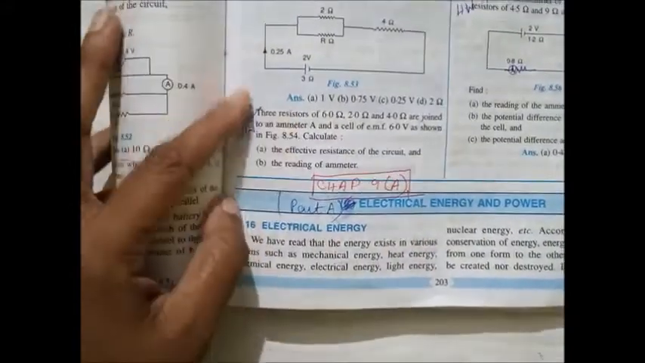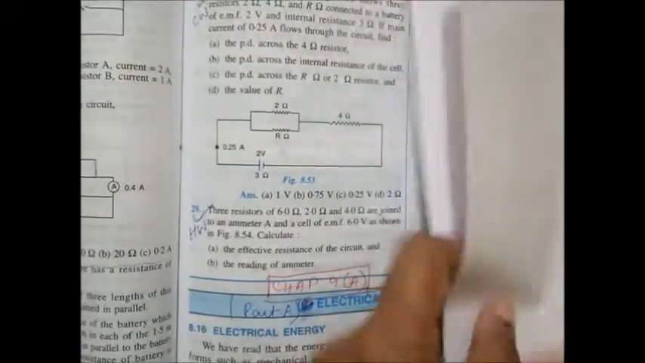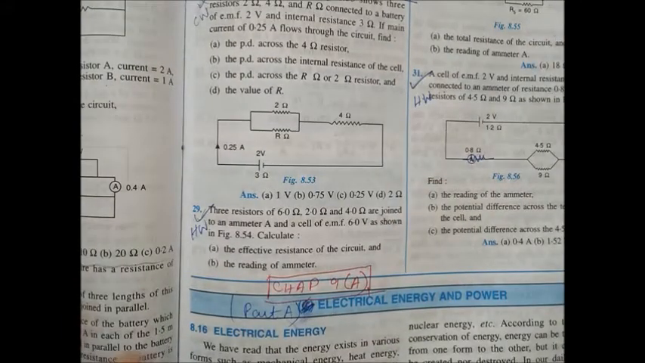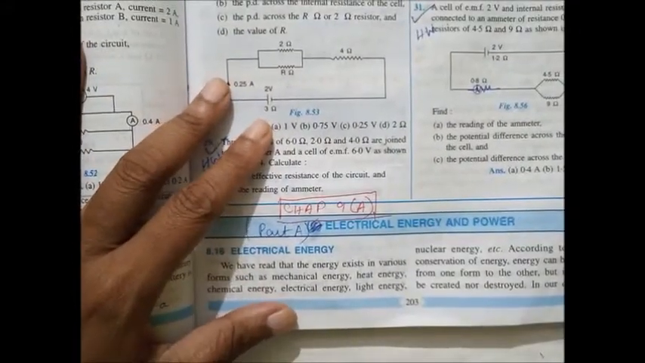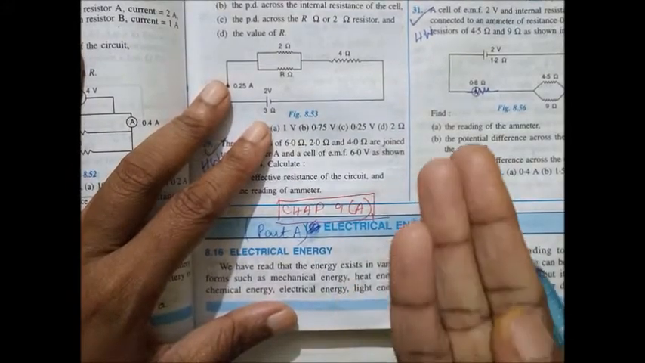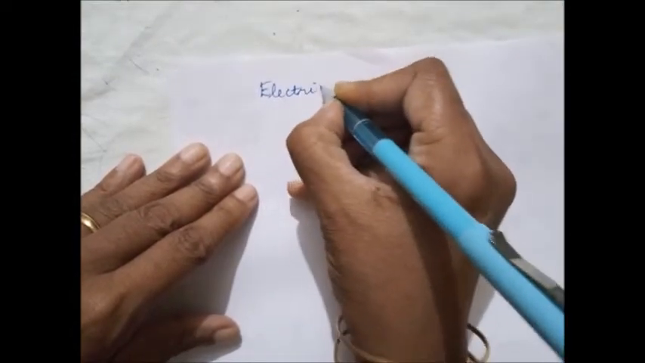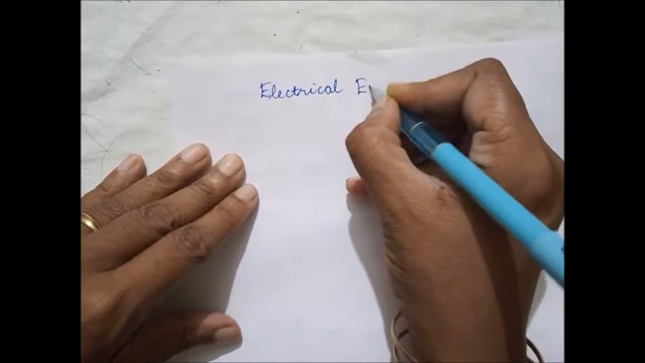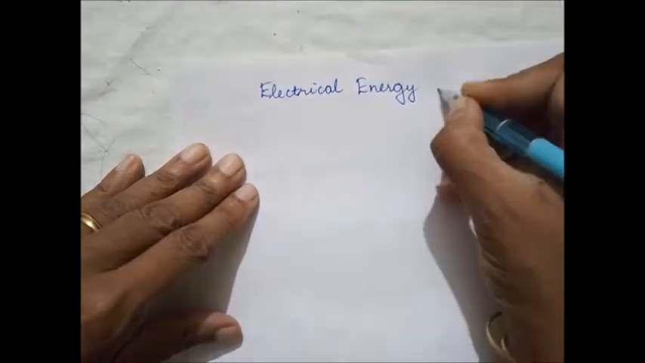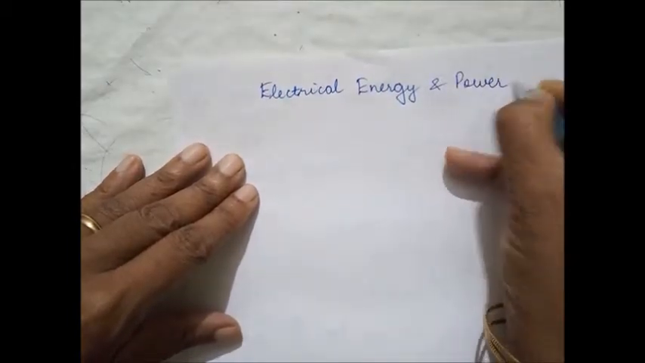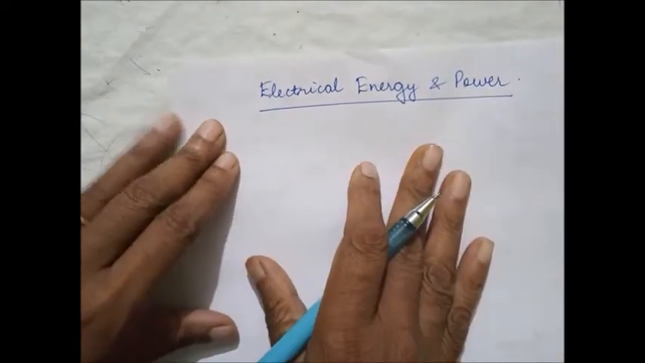So we are starting a new chapter now. These 3 chapters, 8, 9 and 10, are related to electricity, electromagnetism and all that. Now this chapter, the heading goes like this: electrical energy and power. Now we are coming to the practical aspect of it.